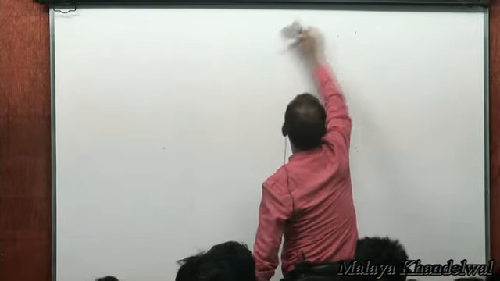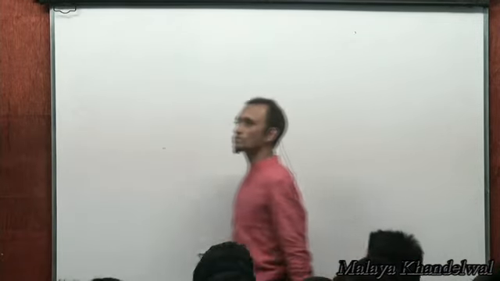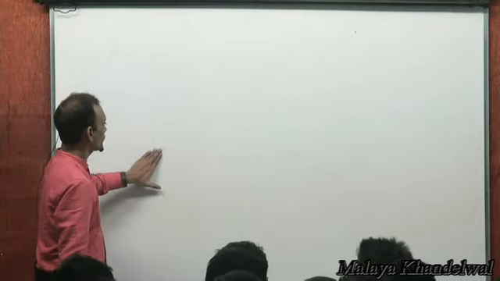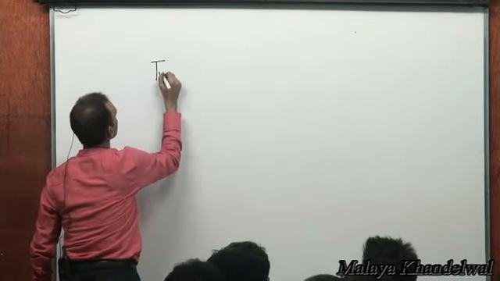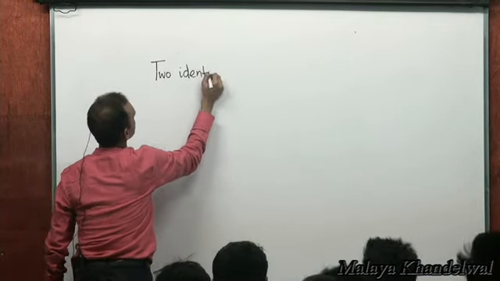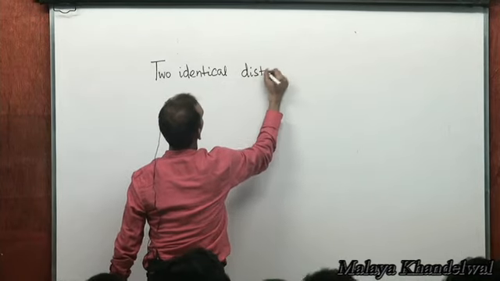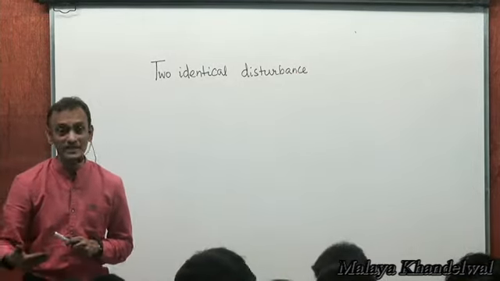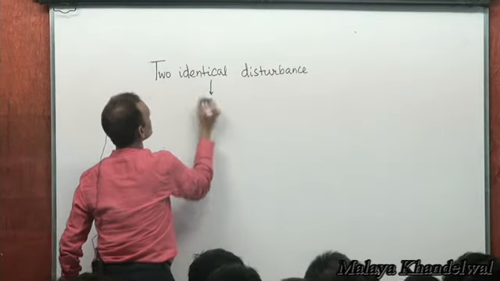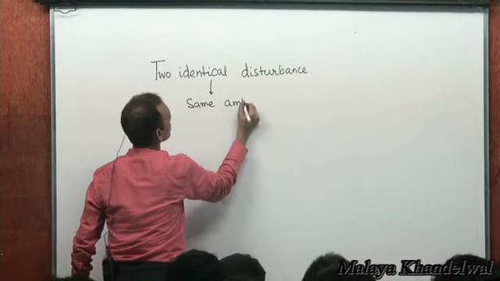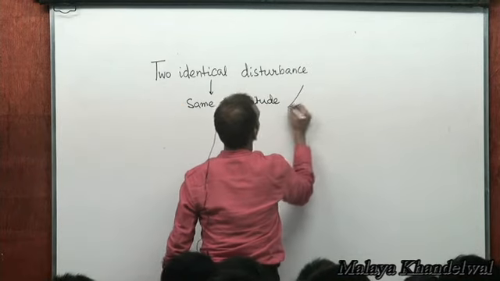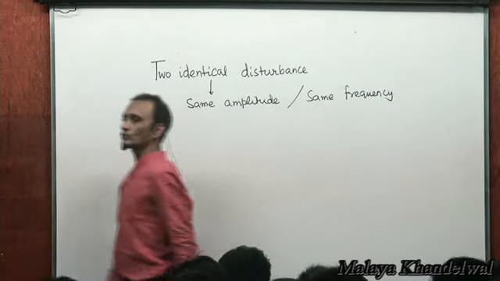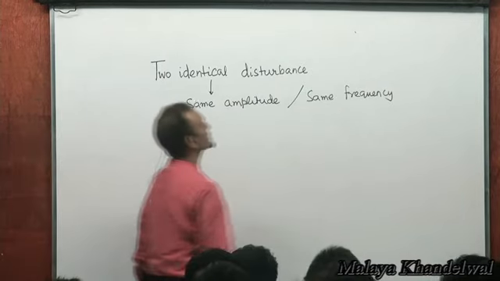Now, say there are two identical disturbances. Identical means same amplitude and same frequency and therefore same angular frequency. Two identical disturbances means same amplitude and same frequency, traveling in opposite directions.